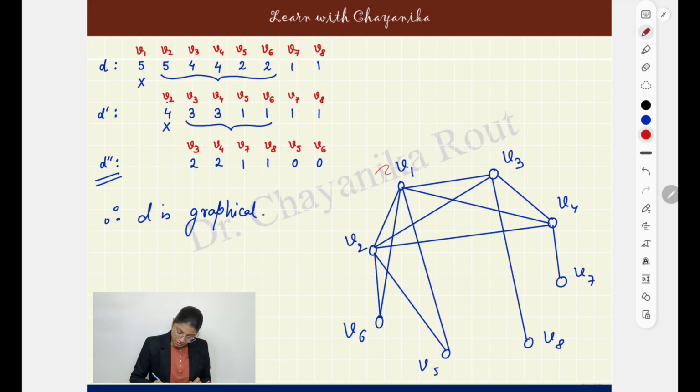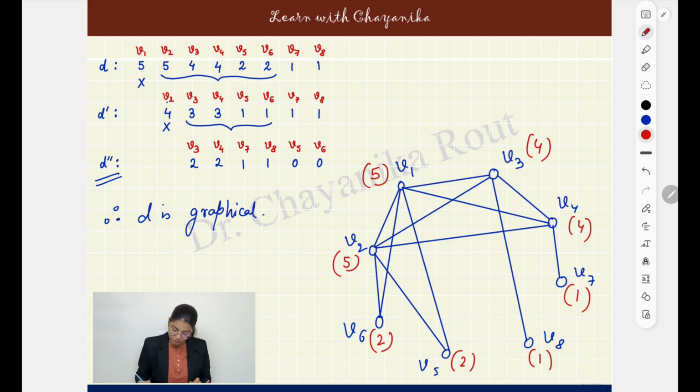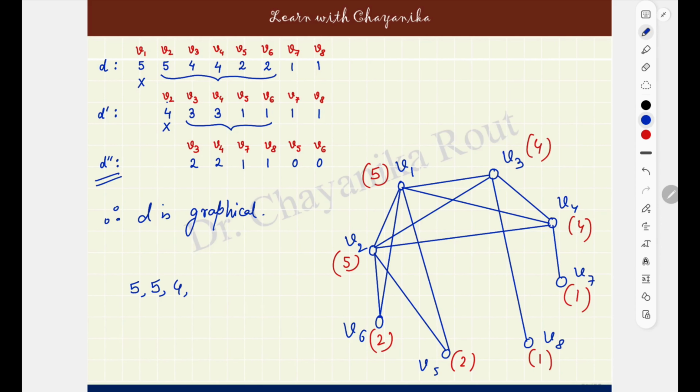Now let's cross check by calculating the degree values. V1 has degree 5, V2 has degree 5, V3 has degree 4, V4 has degree 4, V5 has degree 2, V6 has degree 2, V7 and V8 have degree 1 each. So the degree sequence of this graph becomes 5, 5, then 4, 4, then 2, 2 and then 1 and 1. So it matches completely with the degree sequence D. So this is the simple graph for the given sequence D.